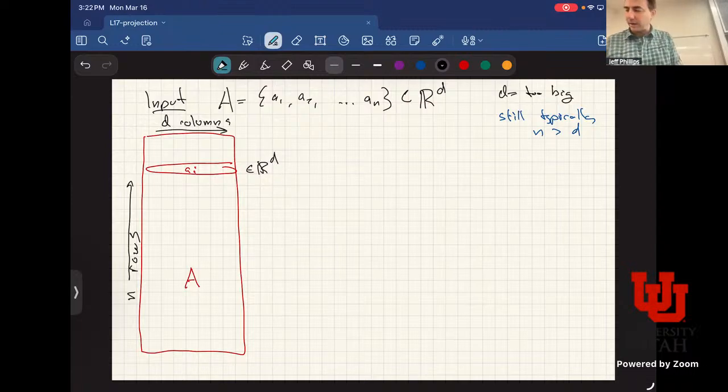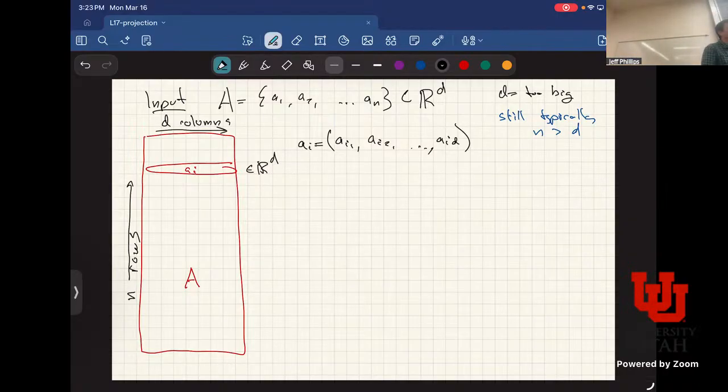All right, and so again, that means we can think of this a_i as the vector a_i1, a_i2, and up to a_id. This is kind of clunky. There are two subscripts here, so this one object here would be a_ij, one element in this big matrix.